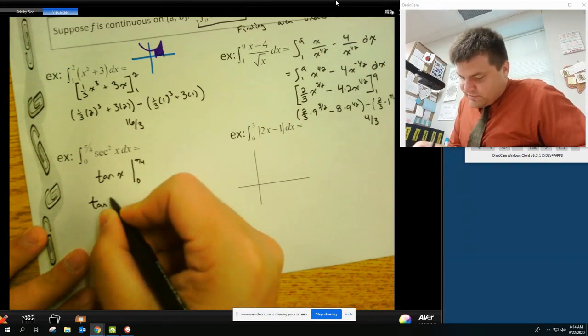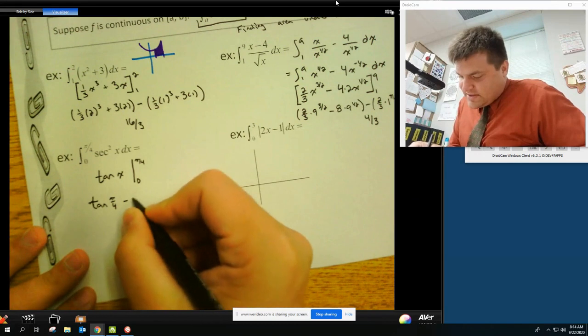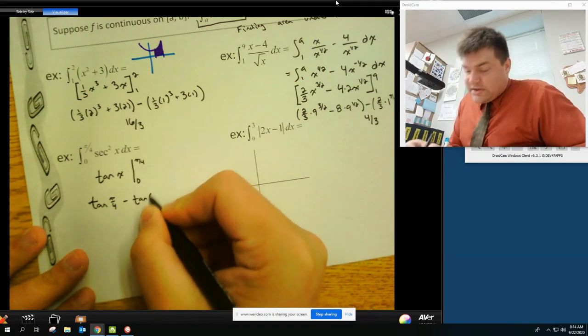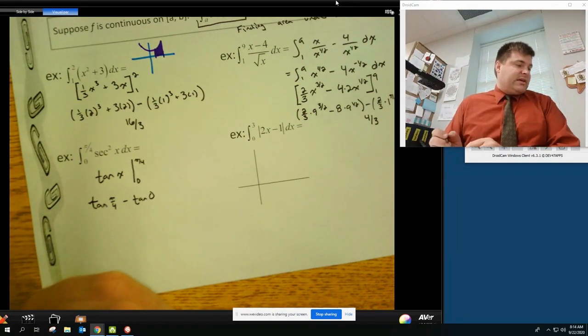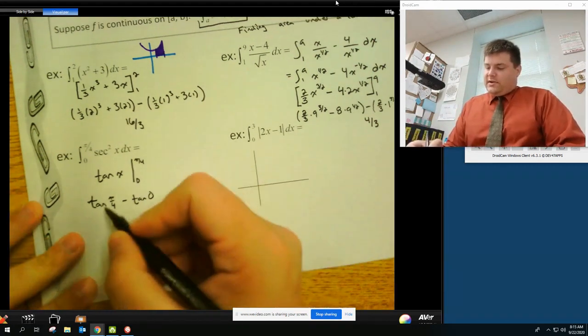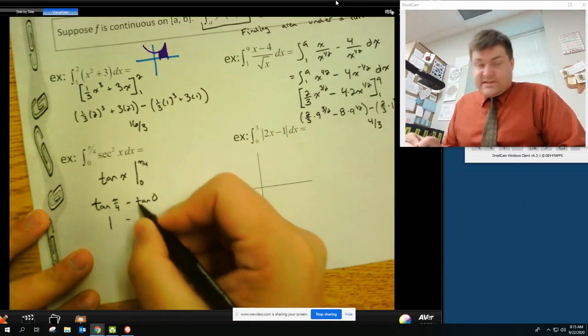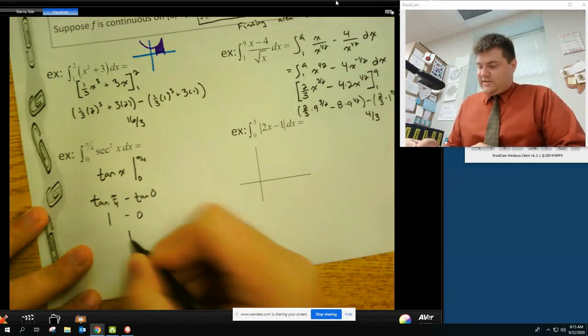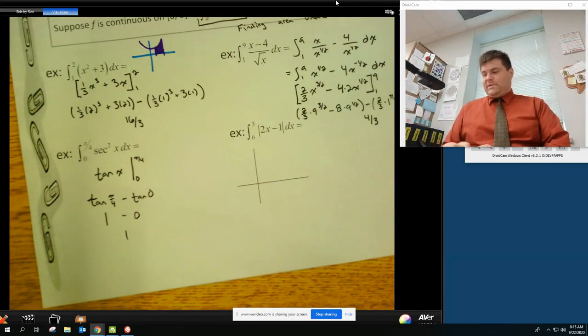So we're going to go tangent of pi over 4 minus tangent of 0. It's really nice to know what these numbers are. You should get a 1 right here, because tangent of pi over 4 is 1 minus tangent of 0 is 0, which is going to give us a big old 1. Okay?